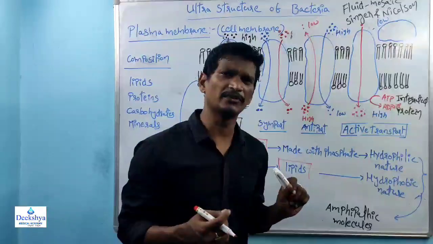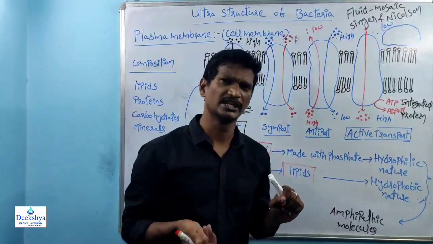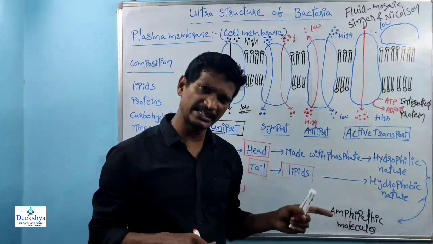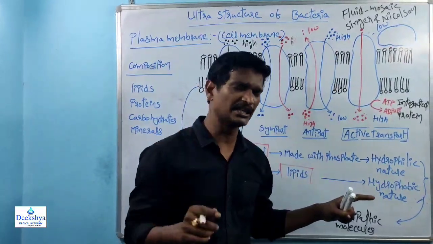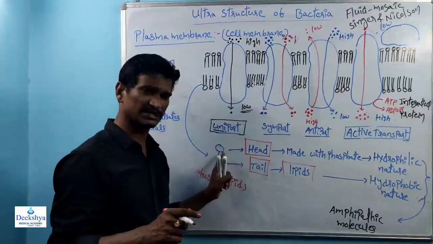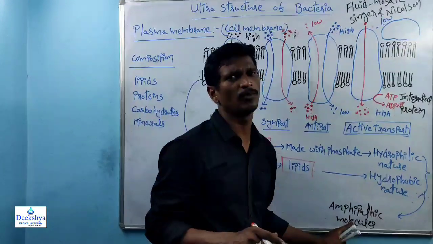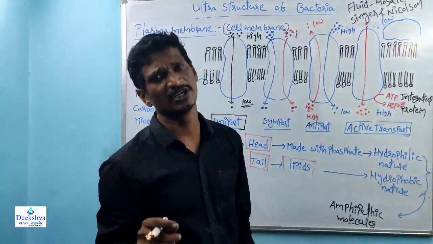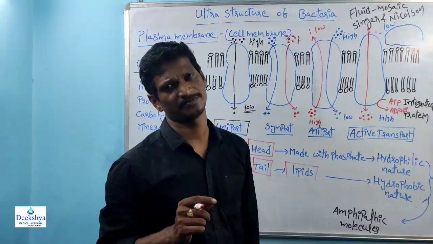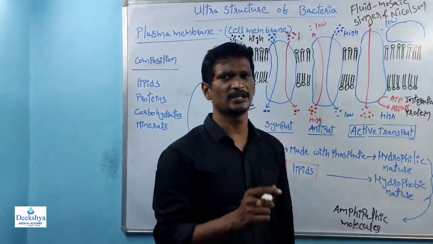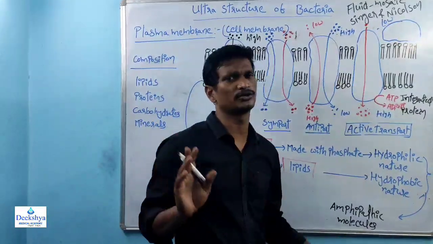Any compound having both natures, hydrophilic nature and hydrophobic nature, exhibited by a single compound, single molecule or single structure, is called an amphipathic molecule. Amphipathic molecules have one part with hydrophilic nature and another part with hydrophobic nature. That kind of molecule is called an amphipathic molecule, right?